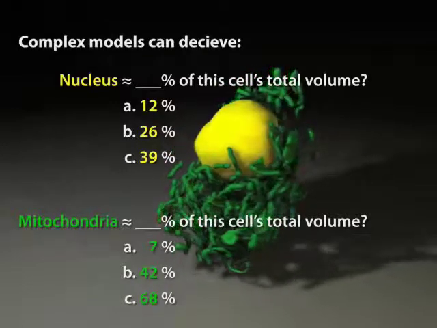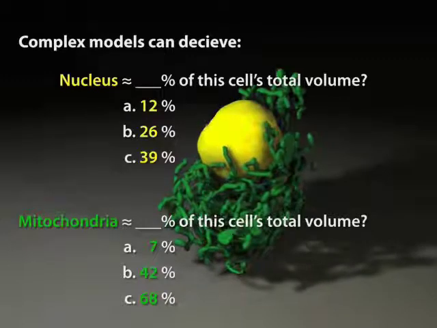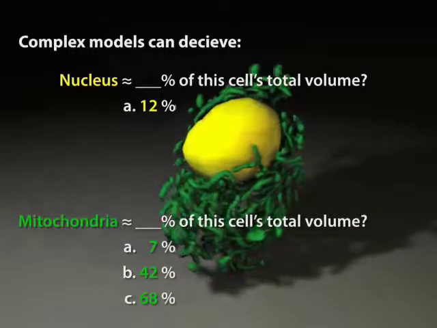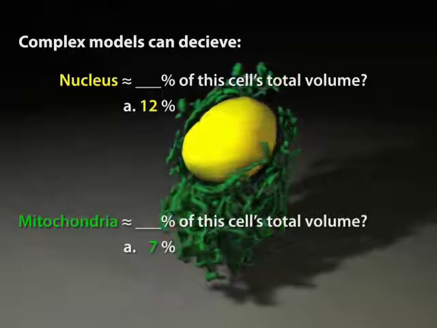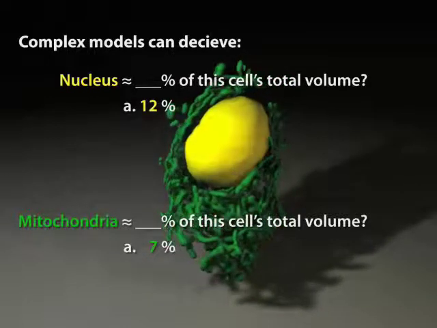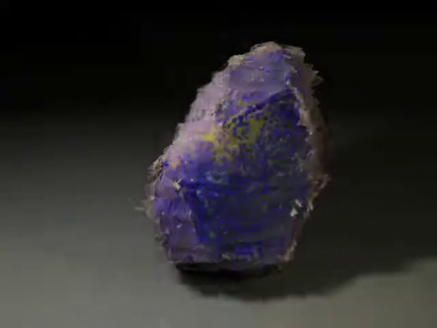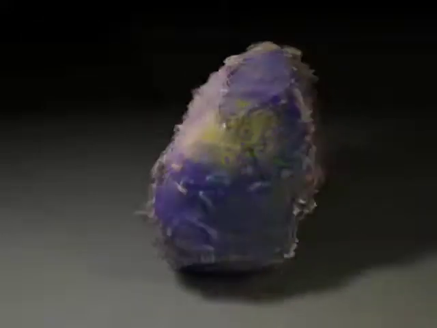Believe it or not, the correct answers are closest to 12% for the nucleus and only 7% for the mitochondria, much lower than most people infer by glancing directly at these representations of the data. A tool we've developed allows scientists and general audiences alike to compare and contrast multiple descriptive parameters of visually complicated 3D structures, like this cell, at a glance.